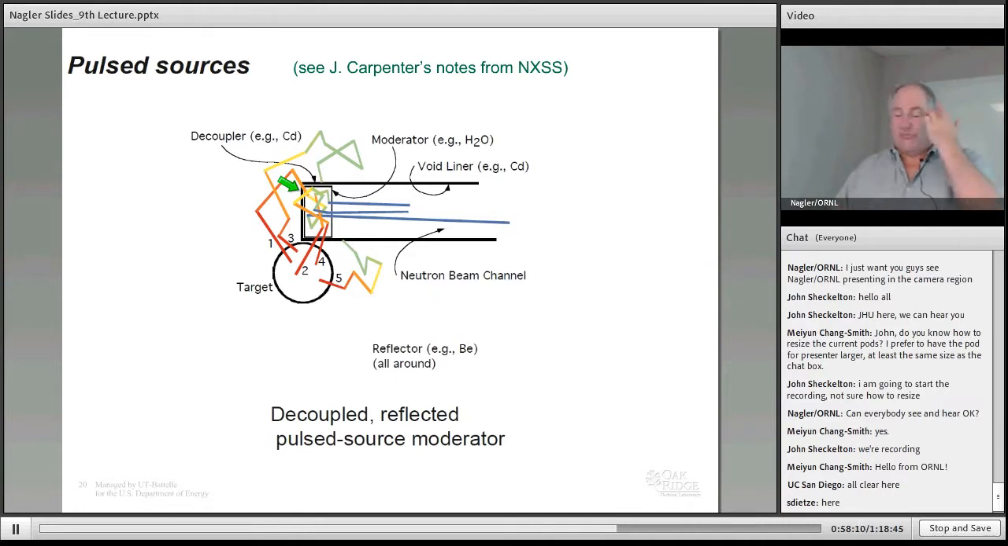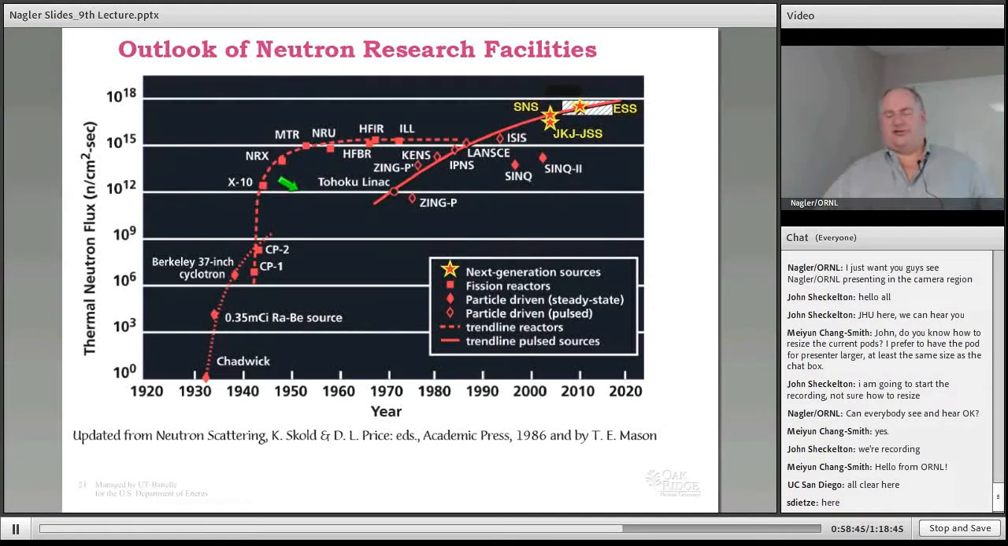Jack Carpenter actually has notes in the summer school which go into great detail on all of this. In fact, there are various tricks, which I won't go into right now, in terms of using these moderators to shape the pulse in time and shape the energy. So you'll read about coupled poisoned moderators. Poisoned moderators means they put in a certain amount or a layer of neutron absorbing material in order to affect the pulse. Moderators can be coupled or decoupled to give longer or shorter pulses, etc.